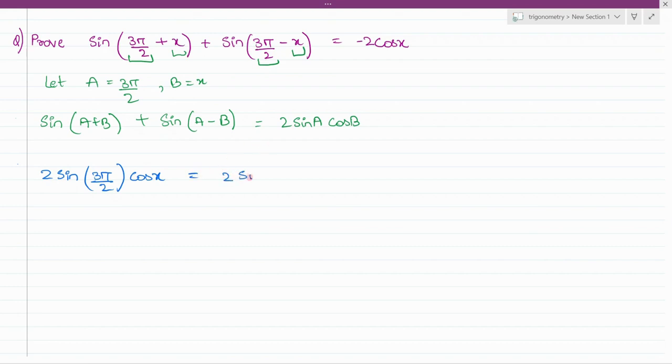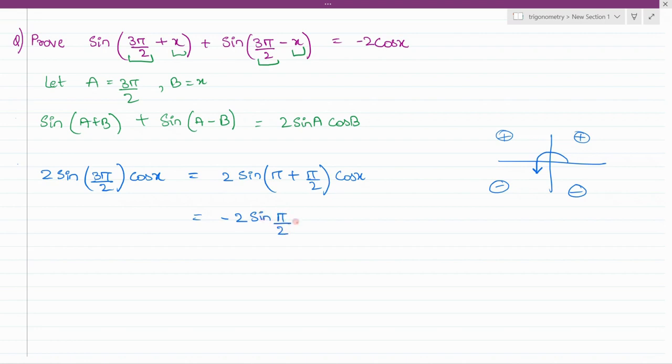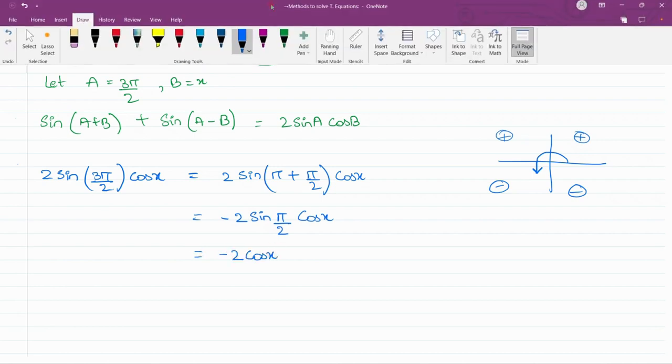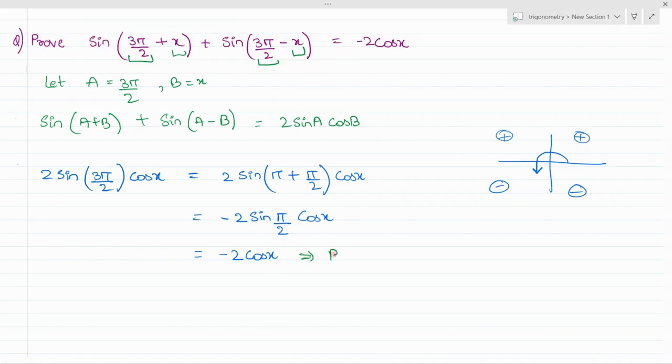So this 3 pi by 2 can be written as, sine is positive, then positive, negative and negative, pi plus pi by 2, cos x. So pi plus pi by 2 comes in the third quadrant. So it becomes minus 2 sine pi by 2 cos x. Sine pi by 2 is nothing but 1. So it just gives minus 2 cos x. So this is the required RHS to this question.